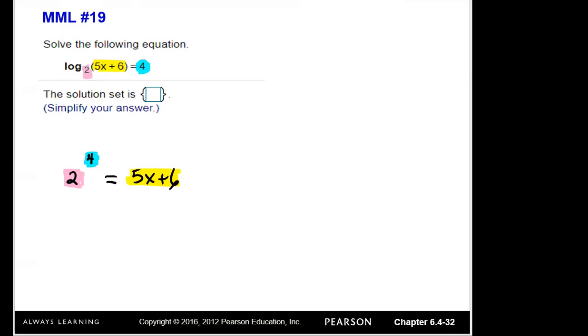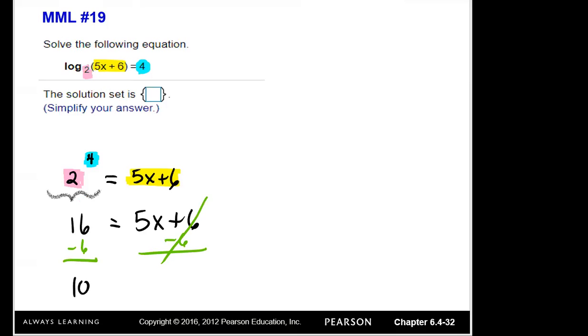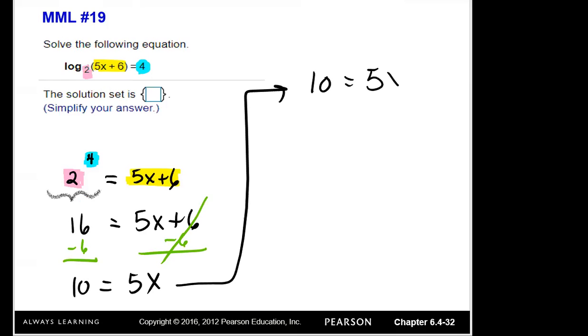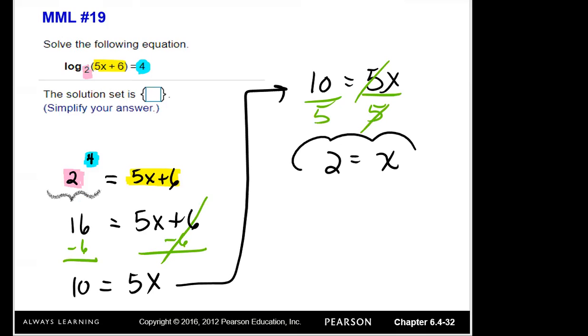And now you can solve it for x using your awesome equation solving skills. So I'm going to start with the 2 to the 4th. That would be what, 16? And then I'm going to subtract 6 on both sides so that that cancels, and I get 10 is equal to 5x. And then, of course, if 10 is equal to 5x, divide off the 5 so that that cancels, and you get 2. X should equal 2.